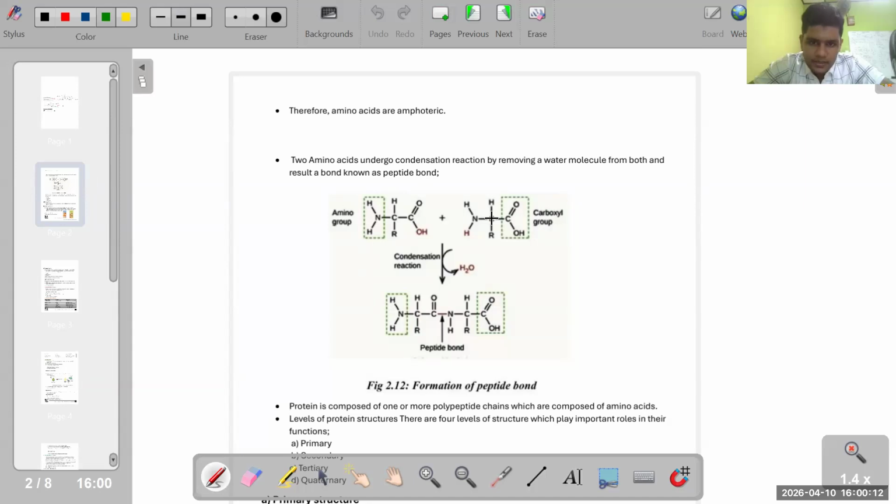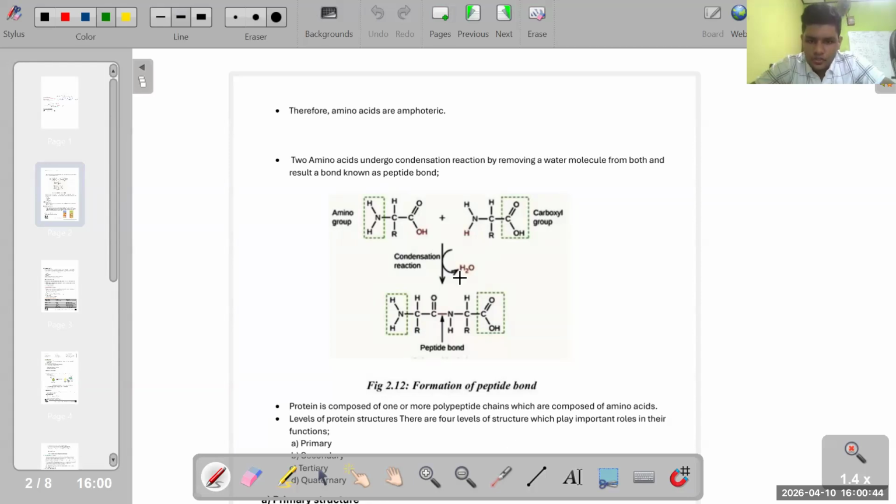Now here amine group means NH2. So there are two hydrogens and N. This is the expanded form. Now see, there's a reaction that is taking place. This red color OH and this red color H are being removed as a water molecule. Water molecule has how many hydrogen? H2O. How many hydrogen?